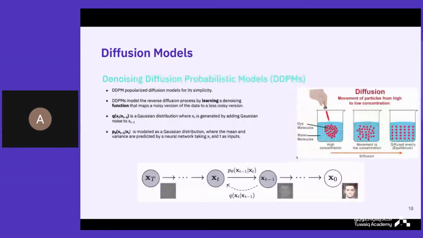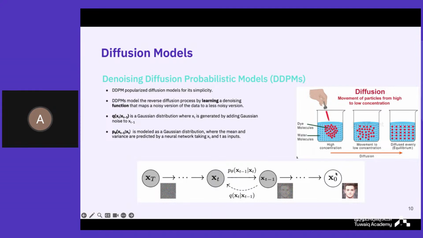Okay, let's take a look at one way to implement denoising diffusion probabilistic models. This is one way to implement diffusion models. It's actually one of the ways that popularized these because it's a very simple method. So let's take a look here.